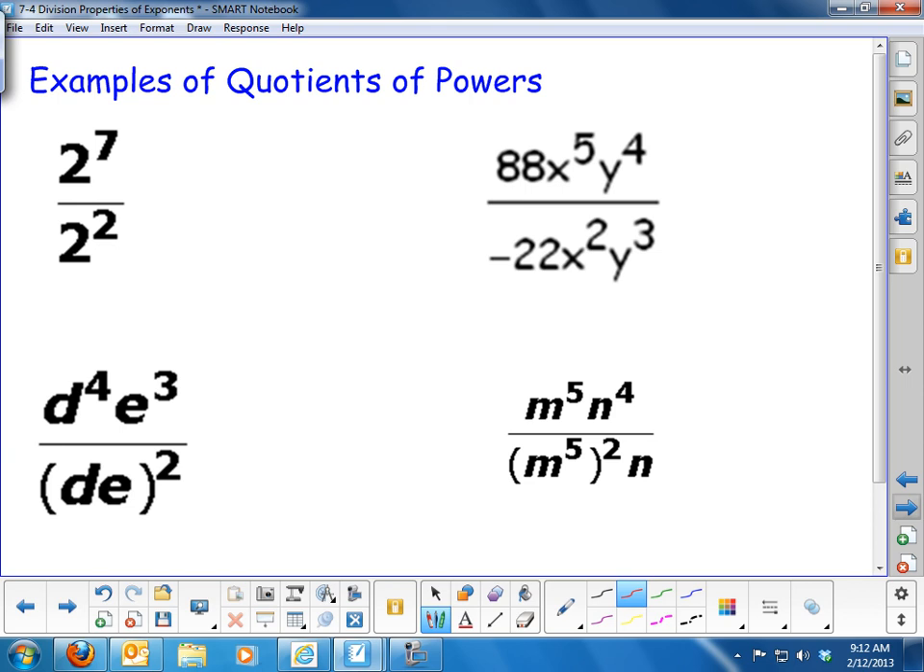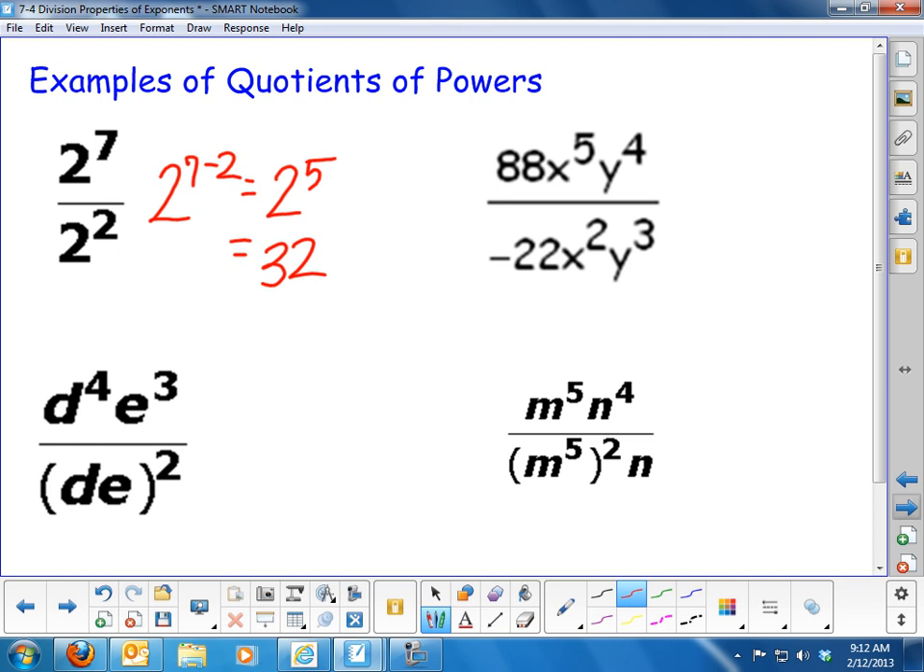All right, here are the examples that you're going to write. First example, 2 to the 7th divided by 2 squared. This is the same base of 2, so I keep my base of 2, and I'm going to subtract my exponents, which is going to give me 2 to the 5th power, which many of you know is 32.